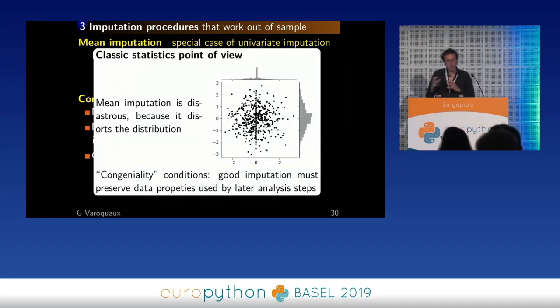The classic point of view tells you that mean imputation is a very, very bad thing because it will distort the distribution. As you can see here, I've imputed the missing data with the mean, and you can see that we're collapsing the variance of the data along one direction. So we shouldn't be doing that. That's the classic point of view. There are conditions known as congeniality conditions on an imputation that tell you that a good imputation must preserve the data properties used by the later analysis step.